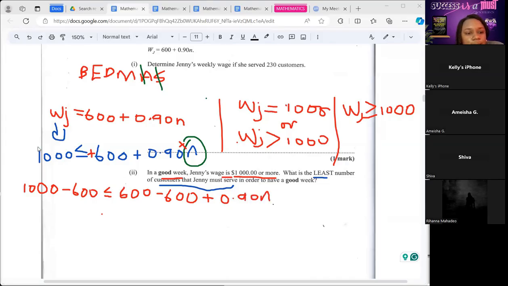Okay, and then when you subtract these two, you get 400.